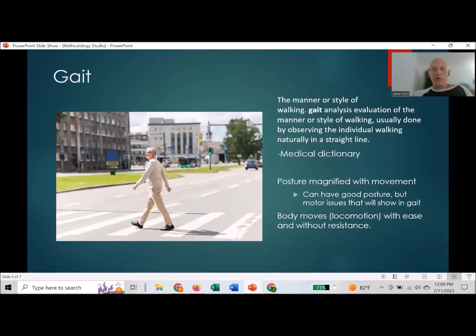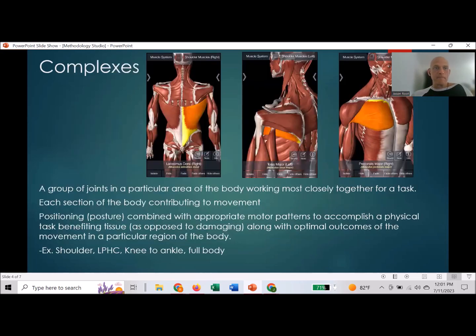Gait, well, I always say, is posture magnified with movement. It is when the body is moving in a locomotive pattern, which means walking, running, swimming, something that's going to push you across ground with ease and without resistance. So again, the nervous system may detect some sort of imbalance and may try to correct for that, and that's why we're going to get stiffness and pain, stuff like that.